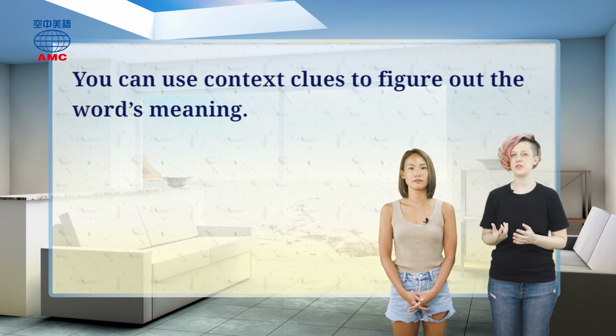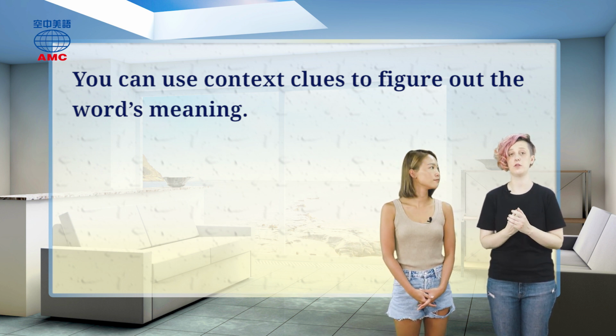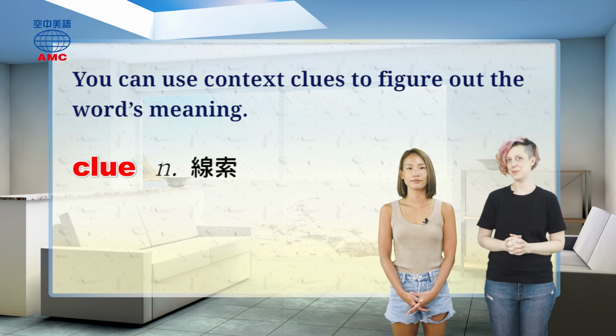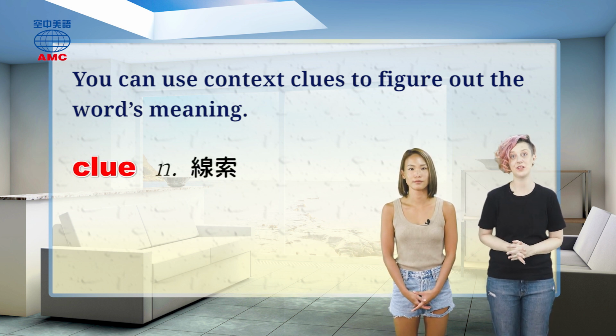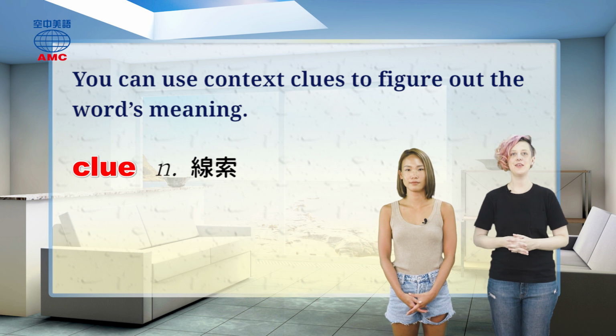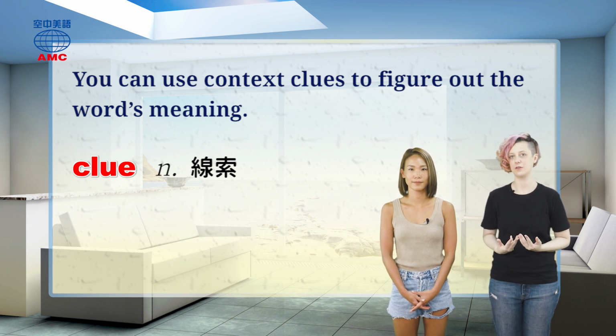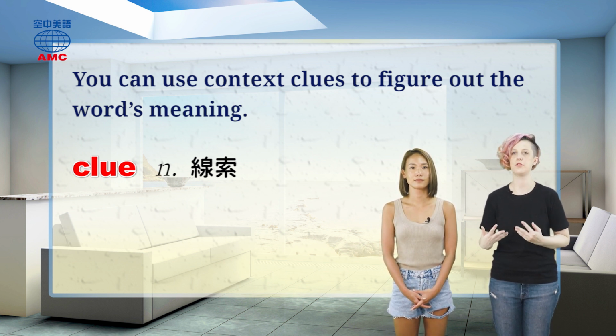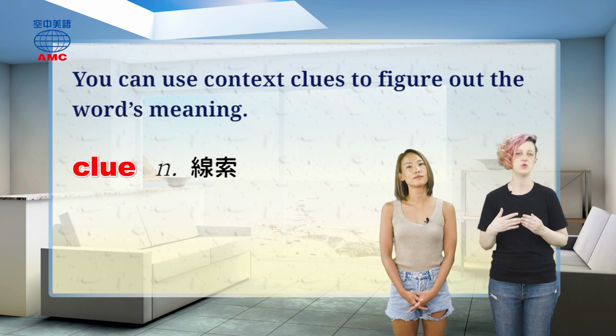Okay, and we've kind of already talked about this a little bit, but the next vocab word is clue. And you might have realized from context what a clue is. A clue is a noun that means a hint, or something that helps you find the truth or learn a secret, but it doesn't tell you directly.